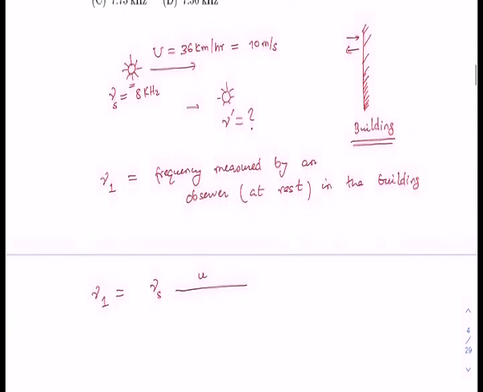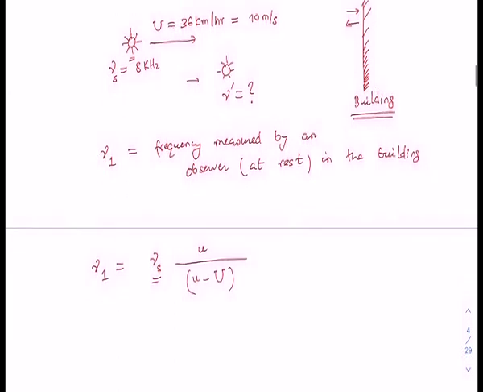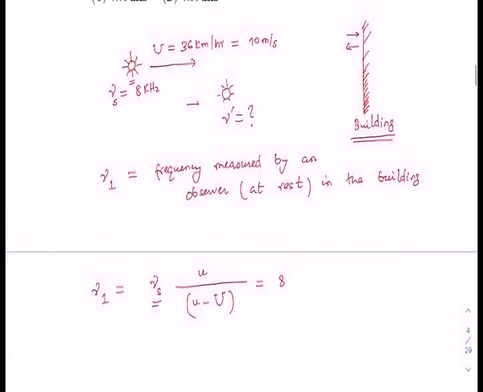And the wavelength of sound as observed by the observer in the building. As we have discussed already, as this source is moving towards it, the wavelength would be u minus capital U into T0, which is already incorporated here, that is the siren frequency. So this is the formula we have to apply. Let me just put down the numbers here. This is 8 kilohertz, right?